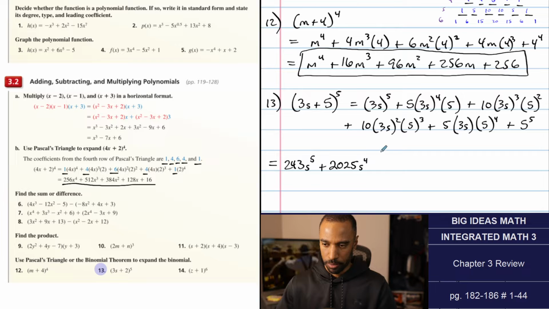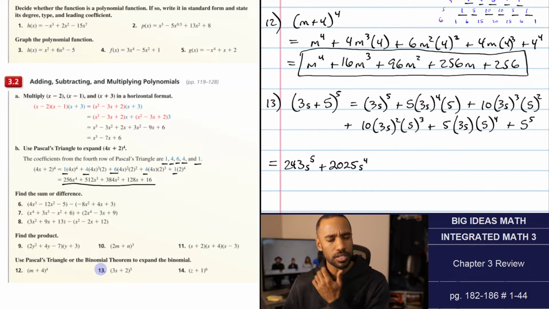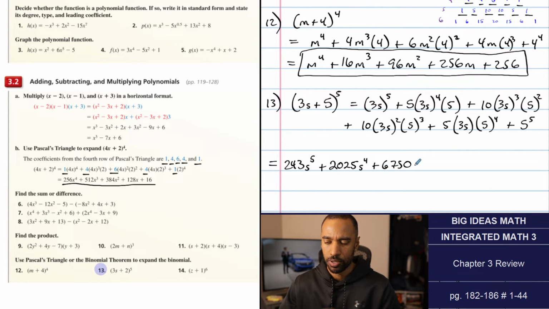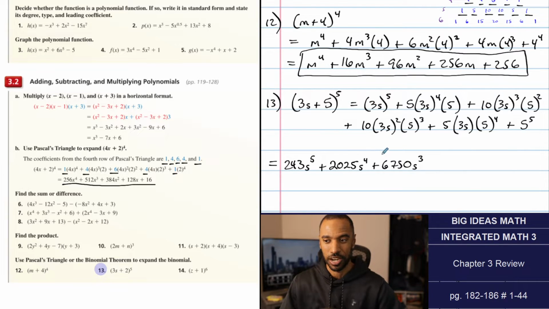Times s to the 4th. 3 cubed is 27. 5 squared is 25. 25 times 27 is, I think, 675. 675 times 10 is 6750. 6750 s cubed. I need to double check that. 27 times 25. I shouldn't have to. 675, yes. I was always better at multiplication than I was at addition. I mentioned that in the last section, section 3.9, where I made addition and subtraction mistakes quite often.